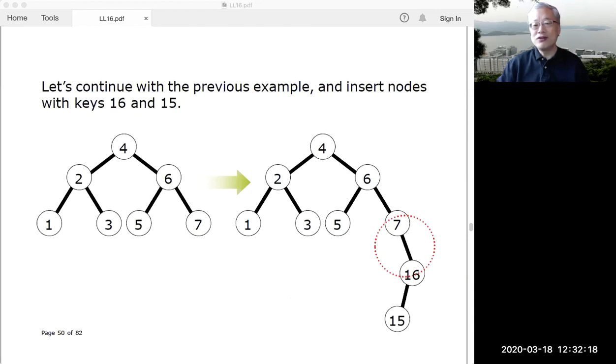So you ask, for the root, the height of the left is two, the right is four. Yes, that's correct. For this root, the height of the left subtree would be two, right? Because there are two levels, you see, level one, level two. But the right subtree has four levels. This is level one, level two, level three, level four. Okay, so the height is four.